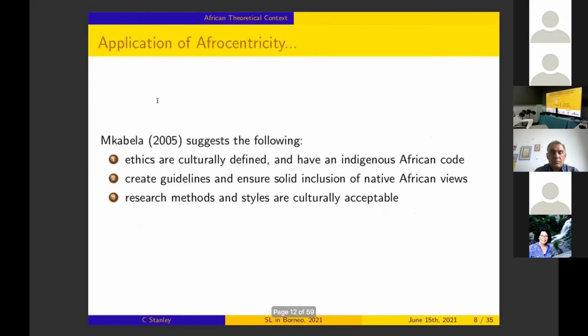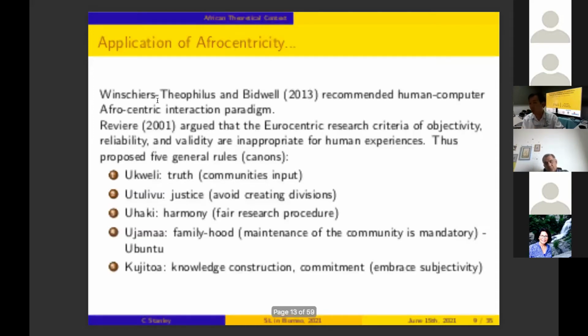And then Bakela also suggests the following: ethics are culturally defined and have an indigenous African code. So now I'm looking at the application of that Afrocentricity. We must create guidelines and ensure solid inclusion of native African views. Research methods and styles must be culturally acceptable. So that's what Bakela also suggests.